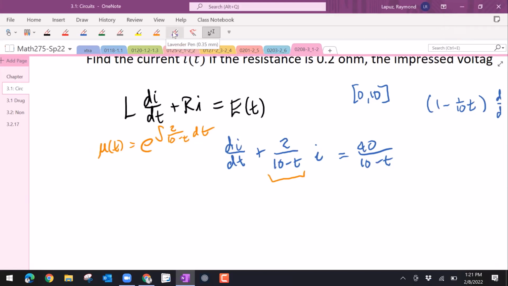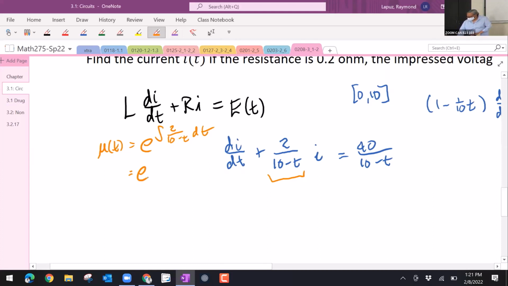Yep. That would give us an ln, but the u substitution will come out with a negative sign, and then there's a -2, so e to the -2 ln of 10 minus t. And we won't worry about the plus c because we know what happens to the plus c. If I want to simplify this, I can put the -2 as a power of 10 minus t, and then e to the ln of something will be something. I'll just be 10 minus t to the -2 power.